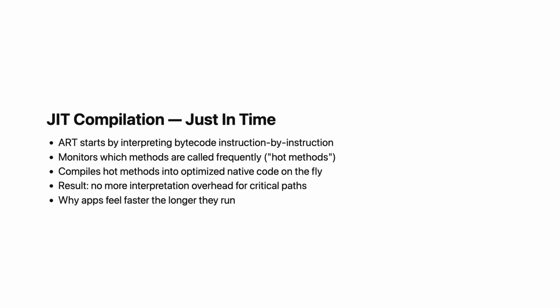It notices which methods get called over and over, your RecyclerView adapter's onBindViewHolder, your network parsing logic, your tight loops. When it spots a hot method, one that runs frequently, it compiles that specific method into optimized native machine code on the fly. Now, instead of translating bytecode every time that method runs, the CPU executes native instructions directly, no middleman. This is why your app might feel slightly sluggish when it first launches, but gets faster the longer it runs. ART is learning your app's patterns and optimizing in real time.